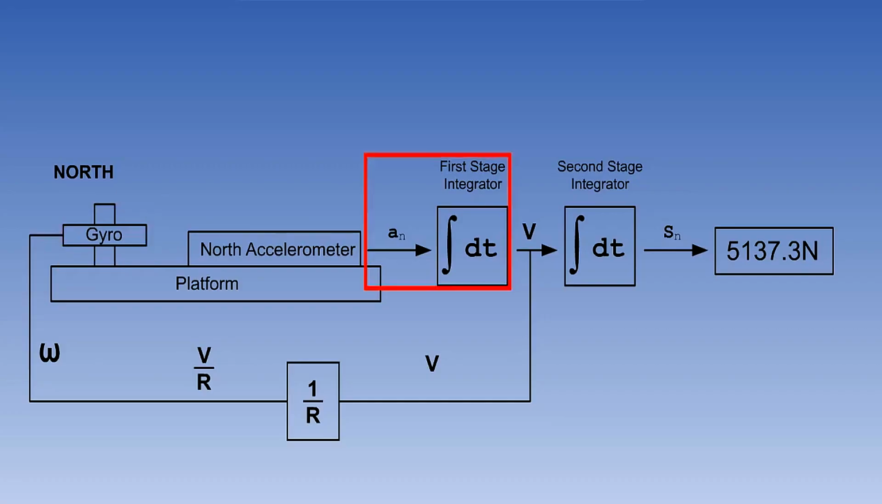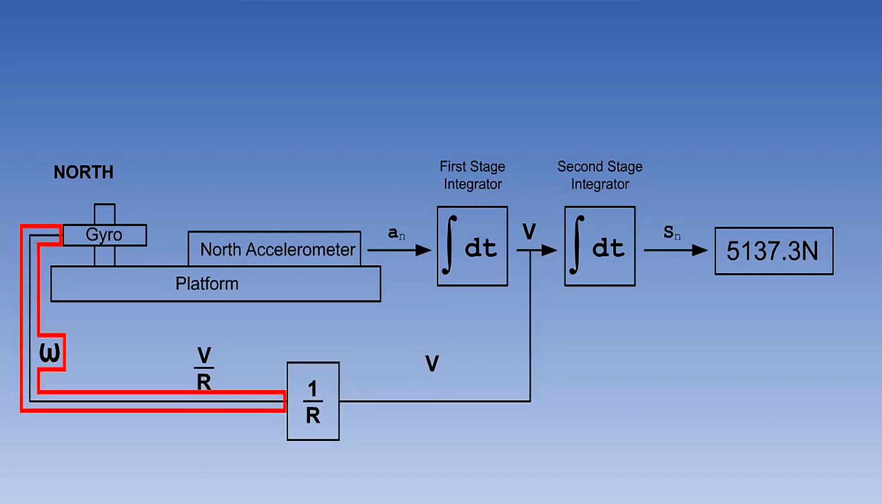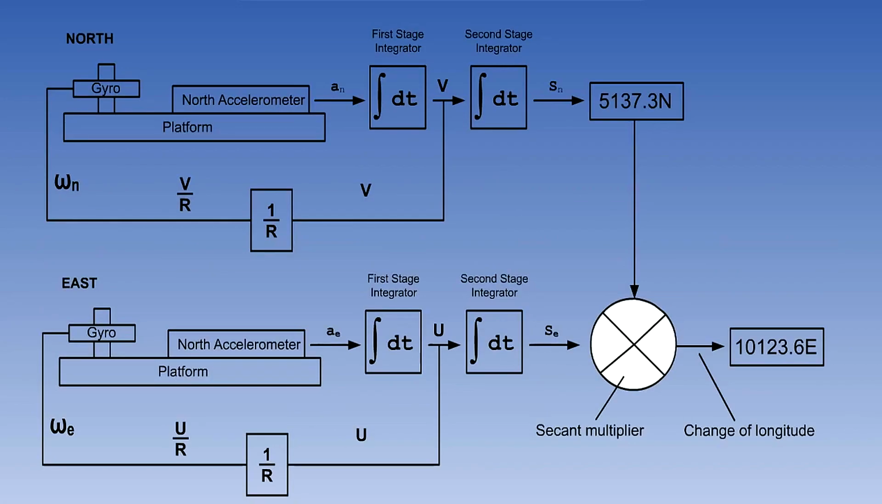It detects accelerations which are passed to the first stage integrator. Here, they are integrated into velocity. One feed of this velocity is taken forward to the second stage integrator, where it is converted to distance gone and added to the present position, thereby generating a new present position. A parallel feed of the velocity is fed backwards over a feedback loop, where it is converted to the omega term which is used to rotate the gyro, to keep the platform perpendicular to the local gravity vector.